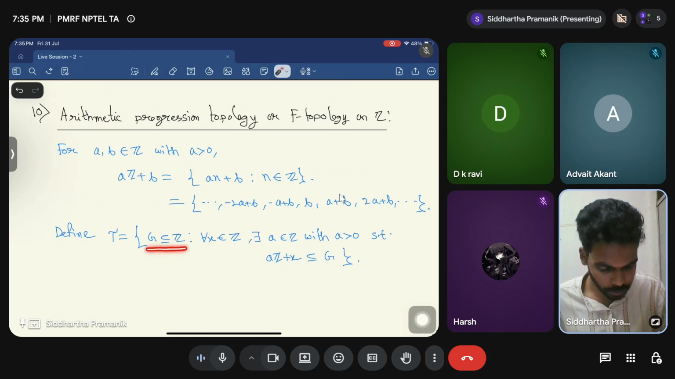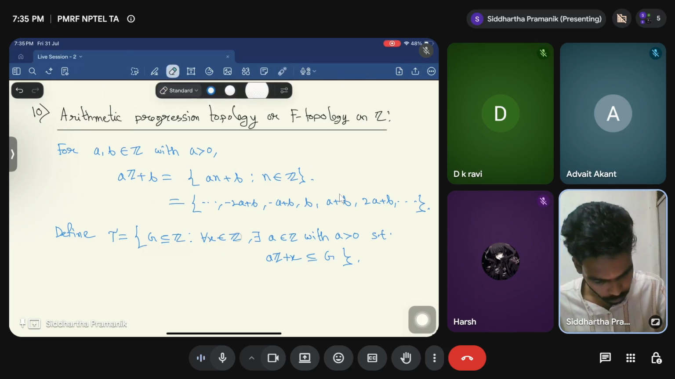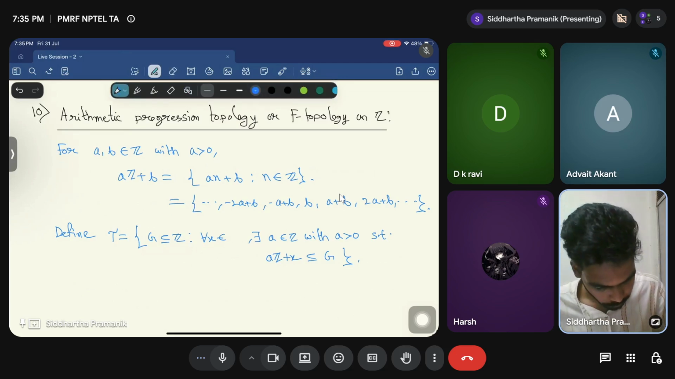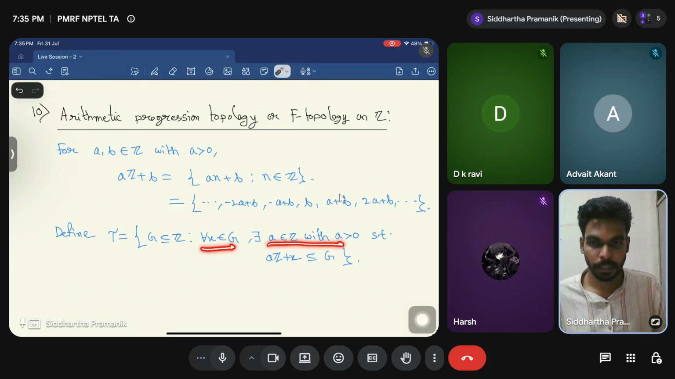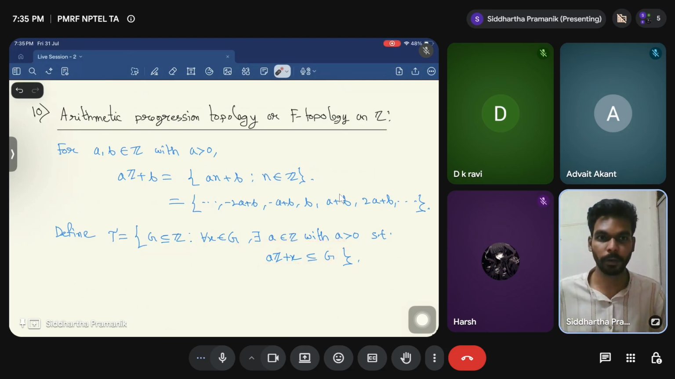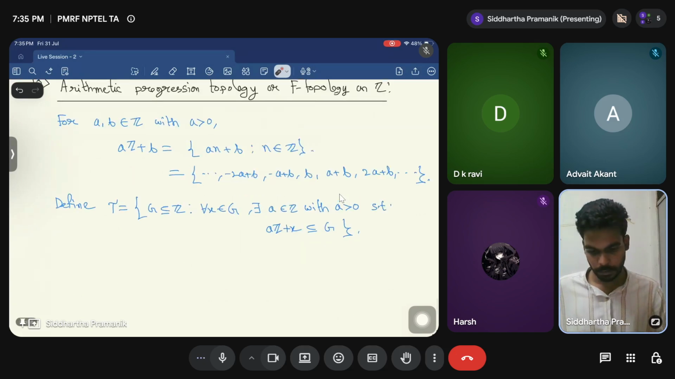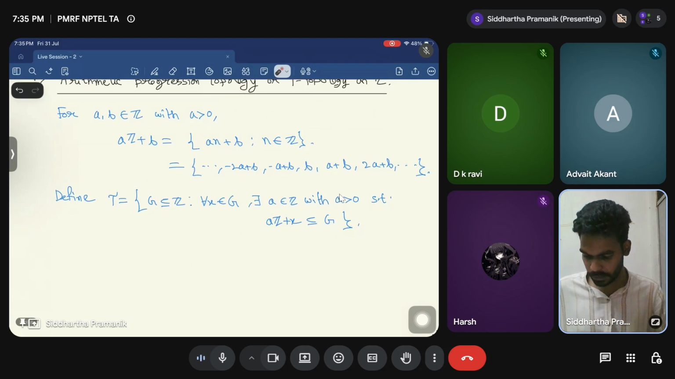So all those subsets of Z such that if you take an element from that, sorry, this is G, not Z, such that for all x belongs to G, you will get a corresponding positive integer such that this set aZ plus x is inside G. Okay, I hope the definition is clear. So I can prove that it is a topology. It is not a difficult task. Maybe let's do it quickly.